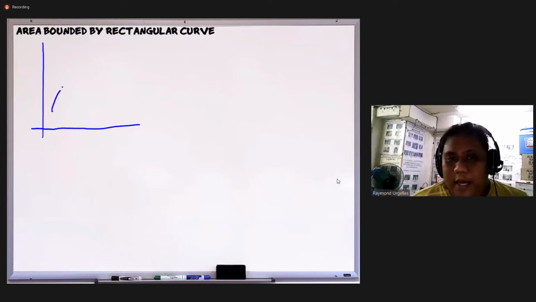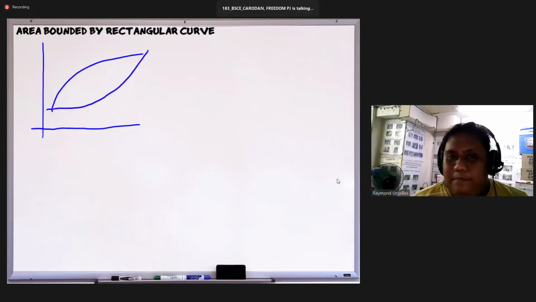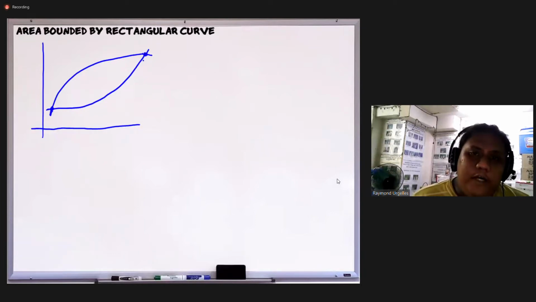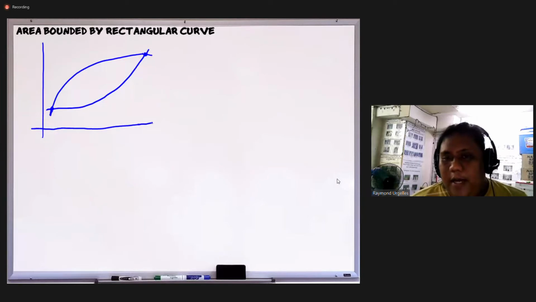So let's say we have this curve, and we have this curve. Itong dalawang curves na to, ito yung points of intersection natin. Pag nagsasolve kayo ng area bounded by dalawang curve, ang una nyo kailangan i-solve dyan is yung boundaries. At yung boundaries natin, makikita natin usually sa mga points of intersection.